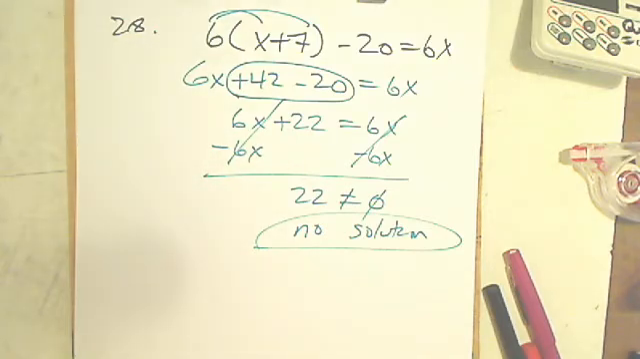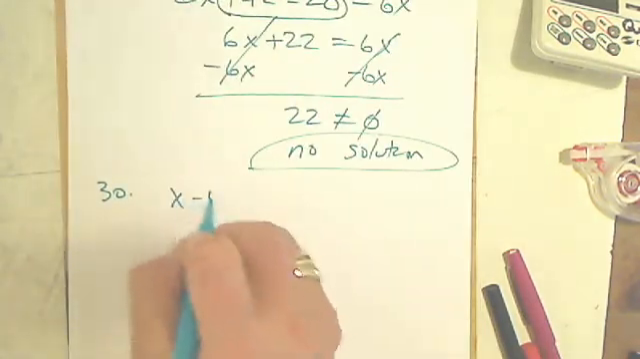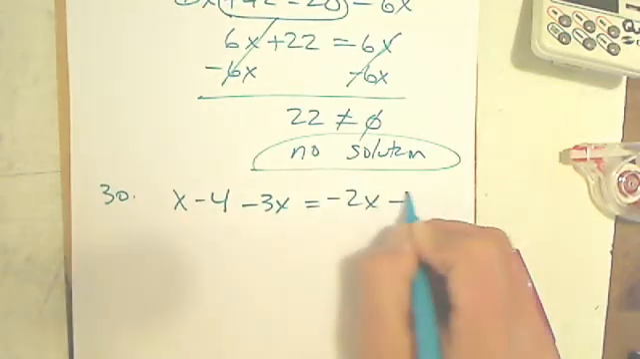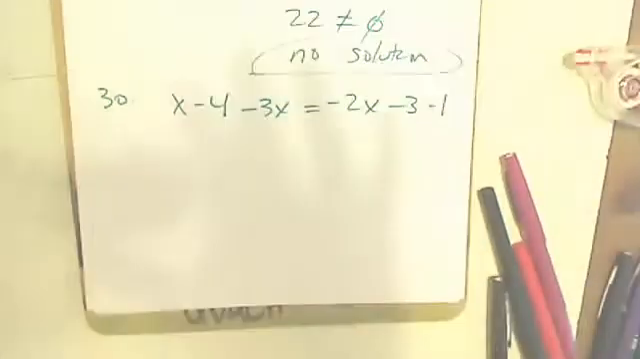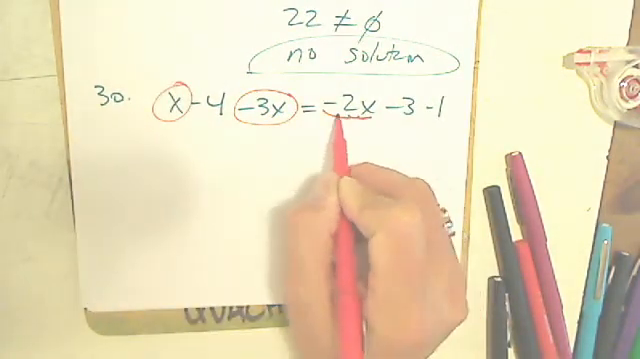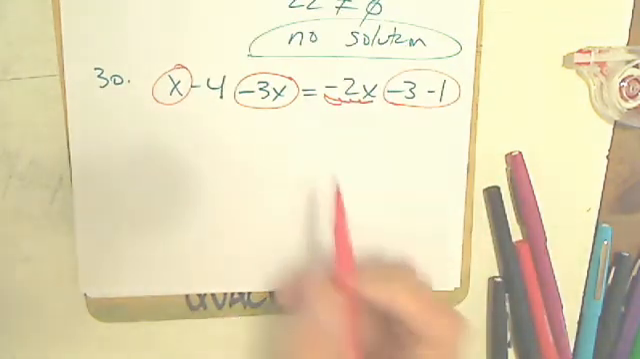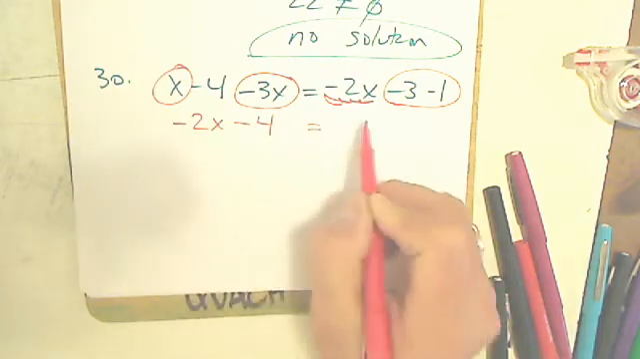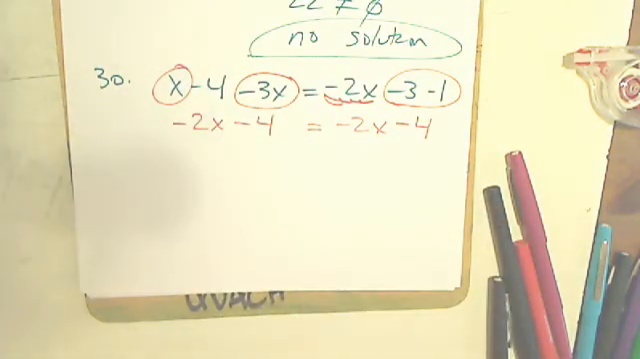We're going to do it today. Whenever it's a false statement, it's no solution. All real? Okay. All real numbers, let's say number 30. On number 30, you have x minus 4 minus 3x equals negative 2x minus 3 minus 1. Well, on number 30, you have to combine like terms right here, here, and here. Oops, not this one. These two. That becomes negative 2x minus 4 equals negative 2x minus 4. What do you notice in the middle? It's the exact same equation. That means for any number you put in for x, it's going to be the same answer.